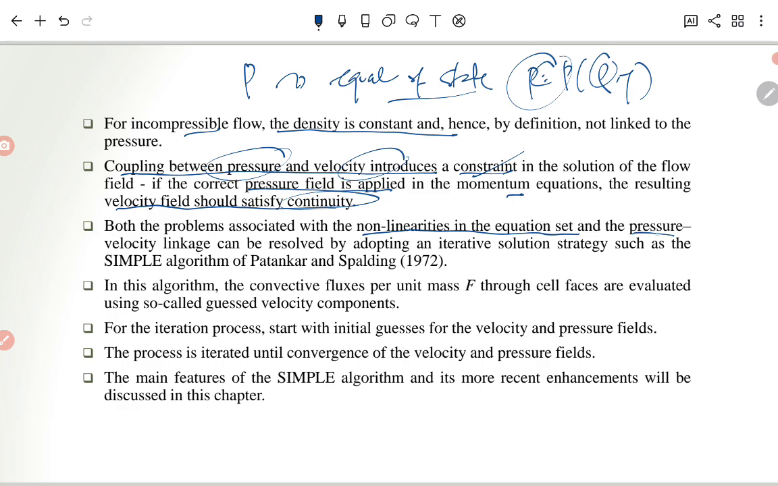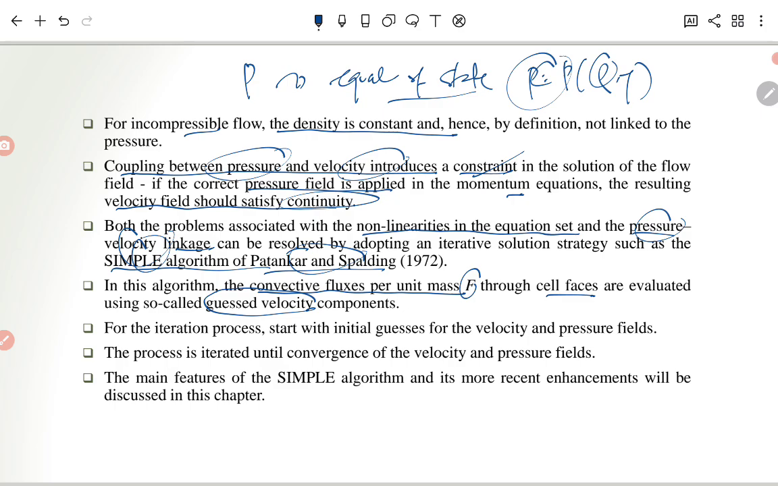And then here the pressure-velocity link can be resolved by adopting iteration strategies such as the SIMPLE algorithm, introduced by Patankar and Spalding. And I think this one is quite a familiar name when you study CFD. In the SIMPLE algorithm, which we will look at after this, the convective flux per unit mass F through the face I is evaluated using the so-called guessed velocity component.